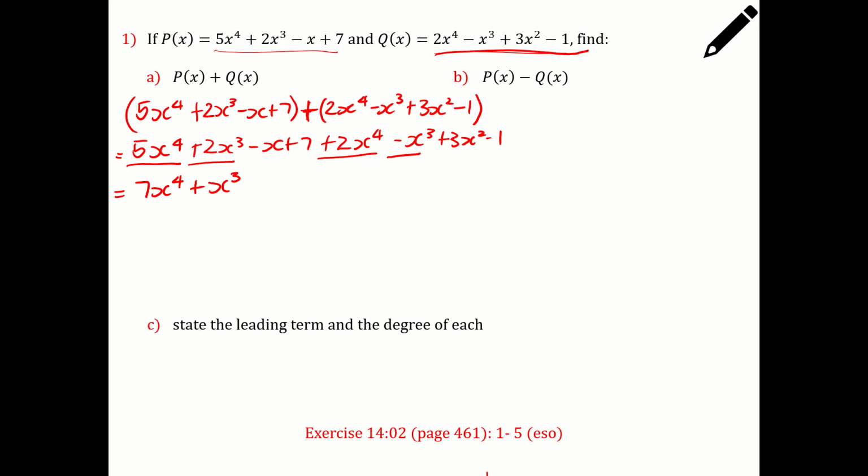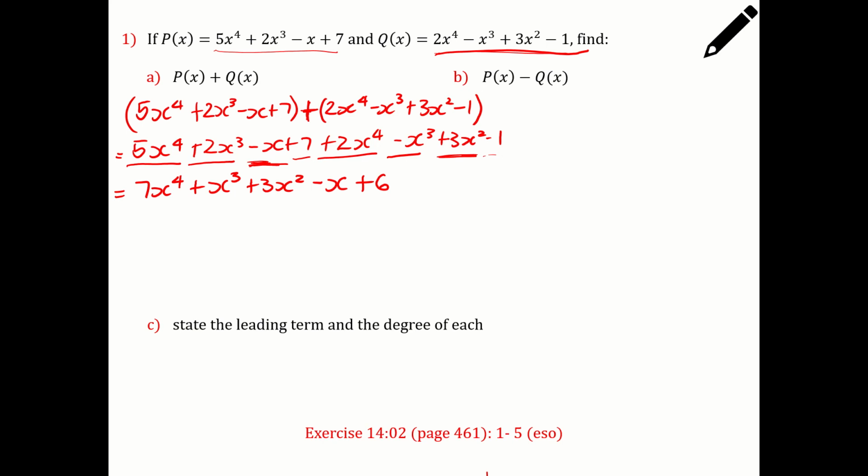I don't have any x squareds here, but I do have an x squared here. So I'm going to go plus 3x squared. Then I've got a minus x here, and I don't have any x's in the other side. So that's going to take away x. Then I've got plus 7, take away 1, which is plus 6. Okay, and so now I've added those two polynomials together and simplified it.